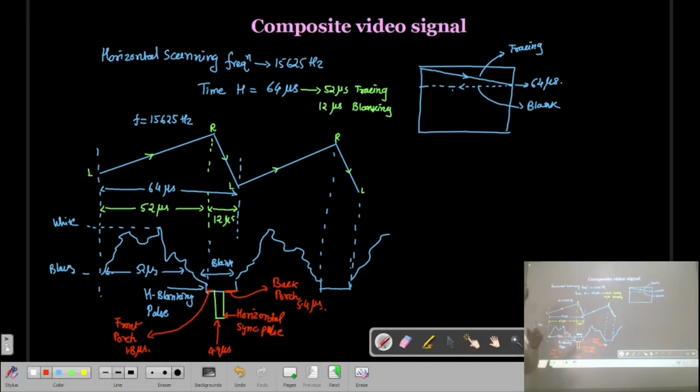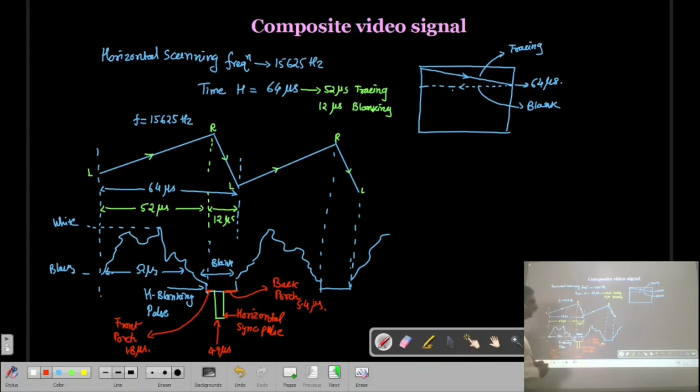But it is not added exactly in the center. Here this is known as the front porch and this is known as the back porch. Normally in the back porch, the color signal information is going to be added. That is known as the color burst. Here we are not talking about this one. That we will see later on. So this is known as a composite signal for the horizontal scanning.